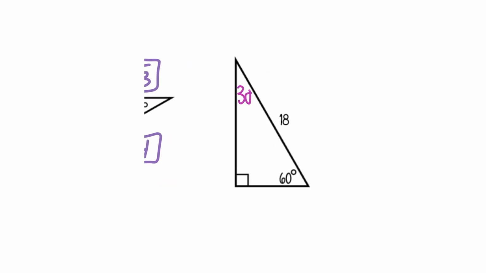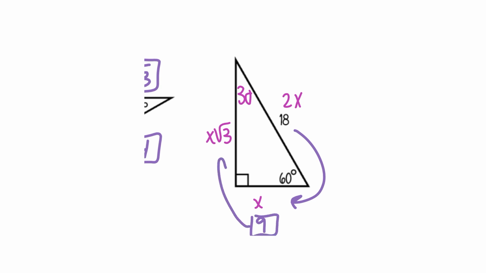Next example, label. In this case, we have our hypotenuse, so we need to divide by 2 to come back to our short leg. Then we can just move forward and multiply by root 3 to get our long leg.